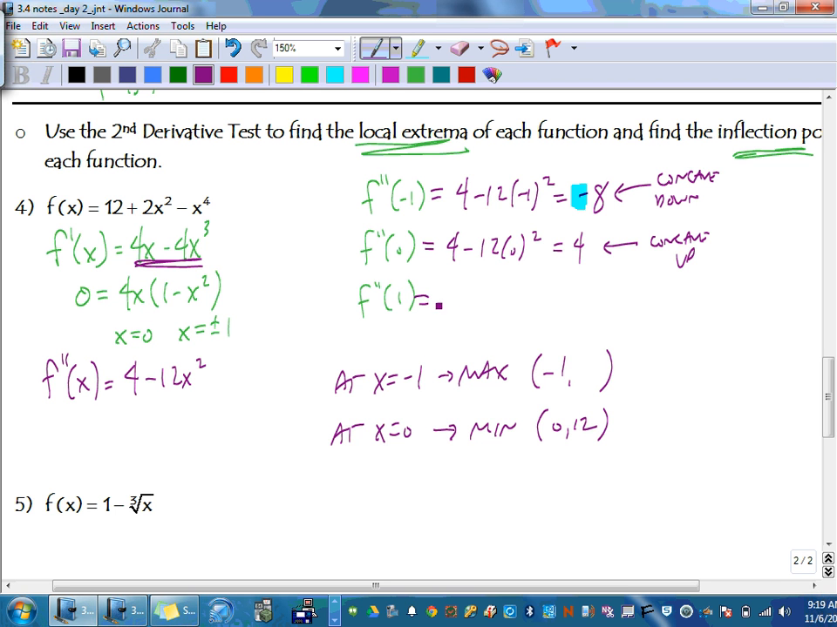And then our last one, if we put 1 into the second derivative, we get negative 8 again, so that's going to be concave down. And that's going to give us another maximum. And we're actually going to get the same value when we put negative 1 in or positive 1. We get 12 plus 2 minus 1, so we get 13.